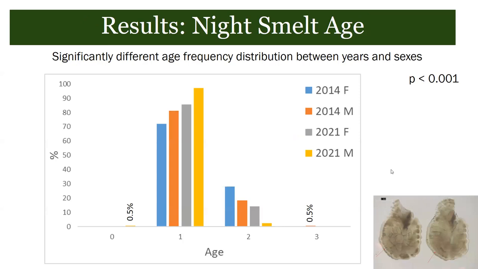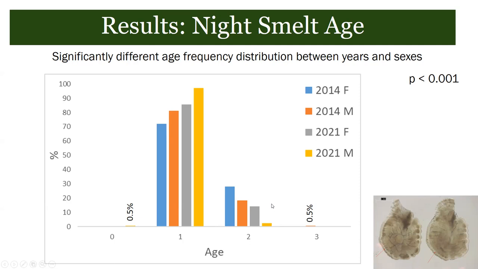And then finally, there were also differences in the age frequency distribution between these 2 years, but also between sexes. So let me take you through this figure. Now you have age on the x-axis and percent of the catch on the y-axis. In blues, you have the 2014 females, in reds, 2014 males, in grays, 2021 females, in yellows, 2021 males. And what we found was that in general, fishes tended to be older in 2014 than in 2021. And you can see that in our figure by the fact that the bars are much bigger in the two-year-olds for blues and reds, which are both females and males for 2014, than they were for grays and yellows, which are 2021 females and males respectively.